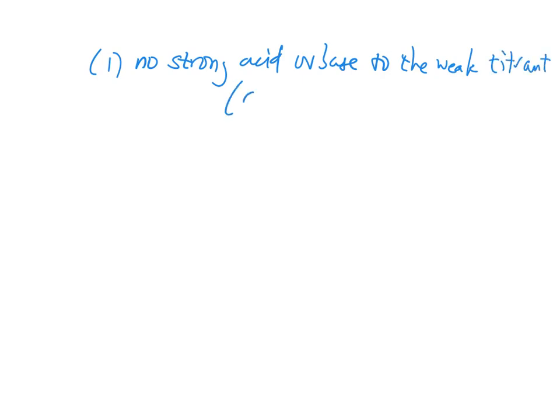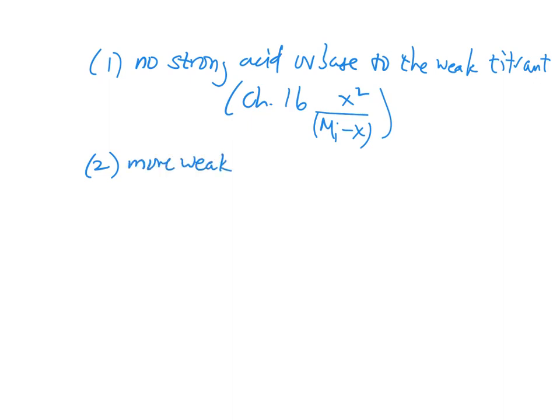And this is just, that's a chapter 16 x squared over molarity minus x kind of thing. So it really doesn't have anything to do with titrations, but it's something we'll certainly talk about. Step two then would be, well, what happens when there's more of the weak than the strong? That's when we're just going to use Ka or Kb. I'll talk about that.